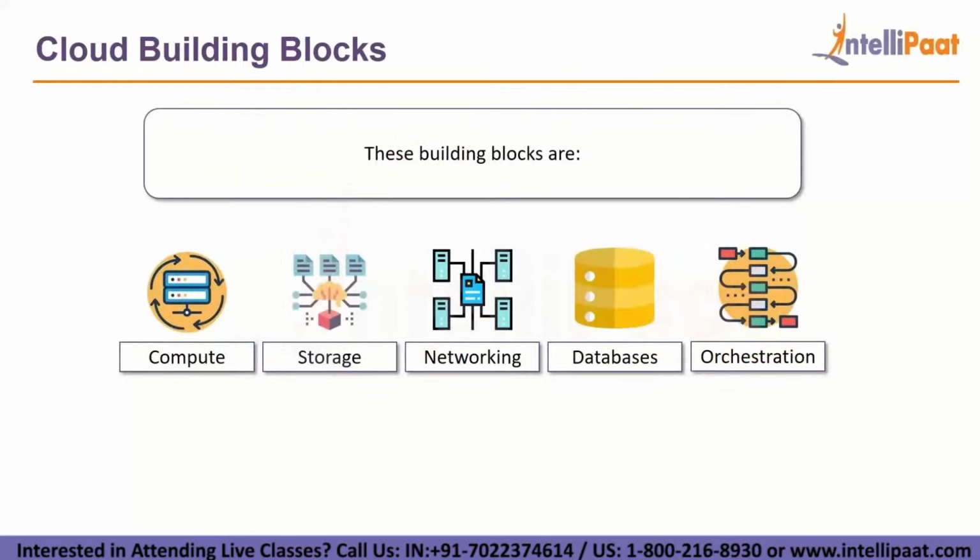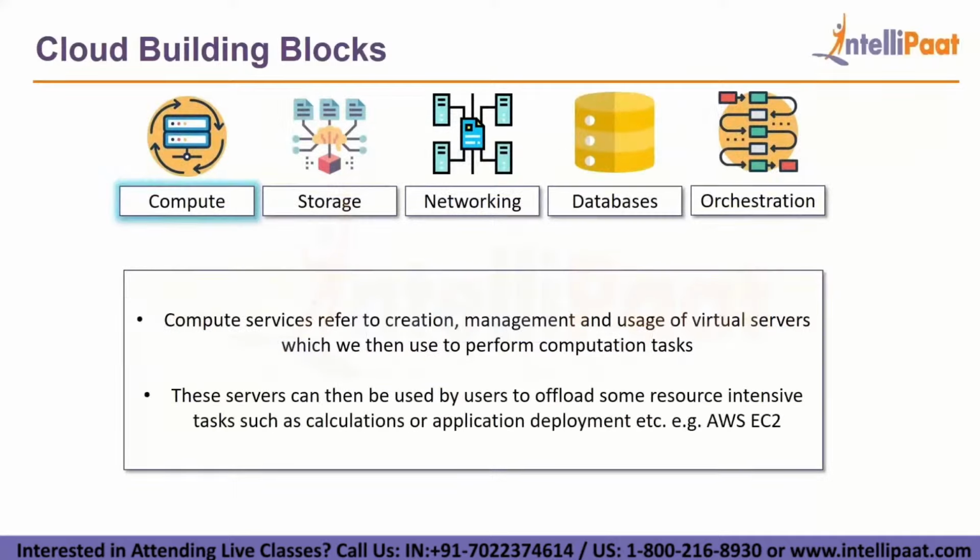So these are the five major building blocks: compute, storage, networking, databases, orchestration. Let's take a look at them one by one and how they are different from each other and what they entail. The first one is compute. Compute services refer to the creation and management and usage of virtual servers, which we then use to perform computation tasks. These servers can then be used by users to offload some resource-intensive tasks, such as calculation or application deployment. An example of this is Amazon Web Services EC2 servers. EC2 stands for Elastic Compute Cloud. There are two C's after E, so that's why it's called EC2. It could have also been called ECC, but EC2 sounds better.